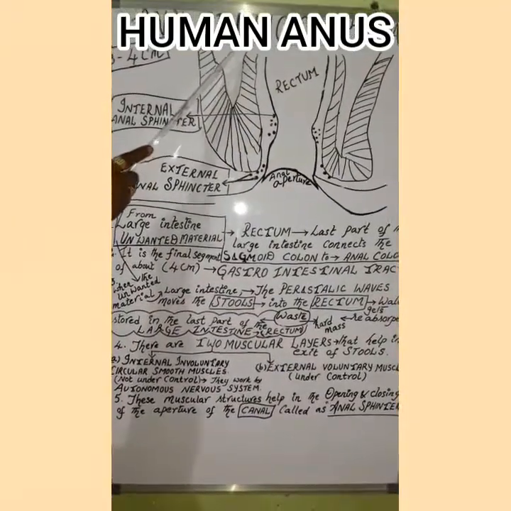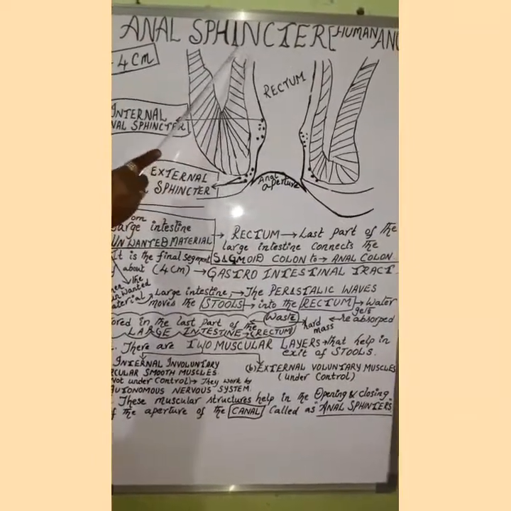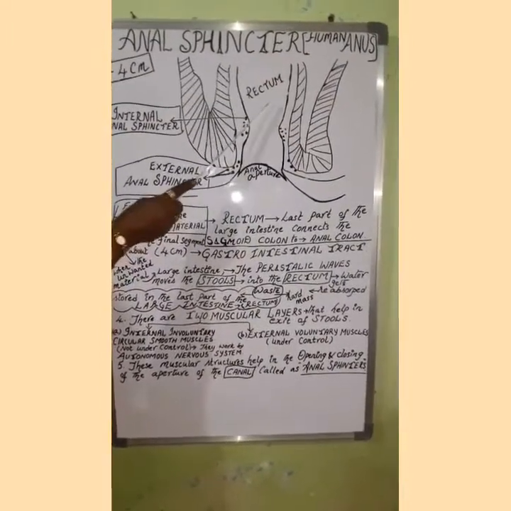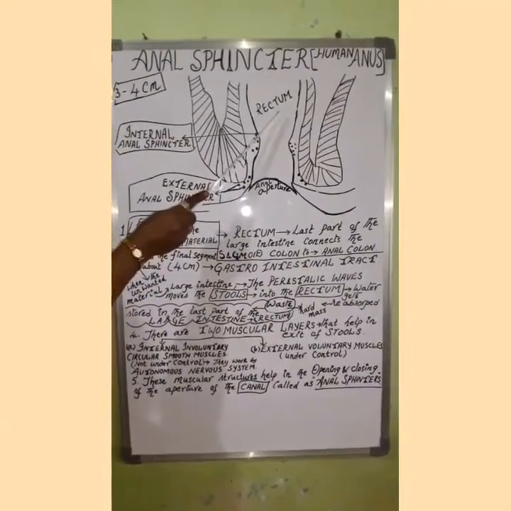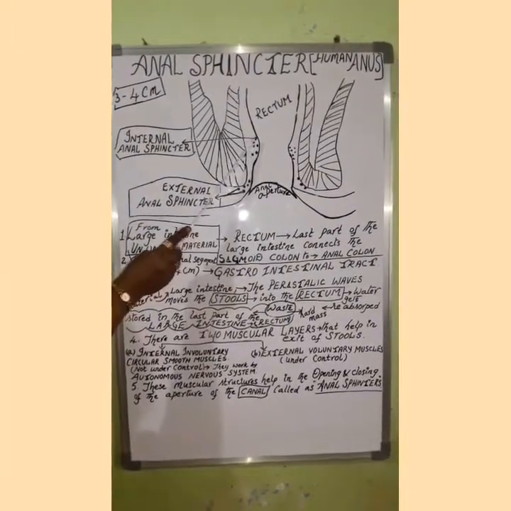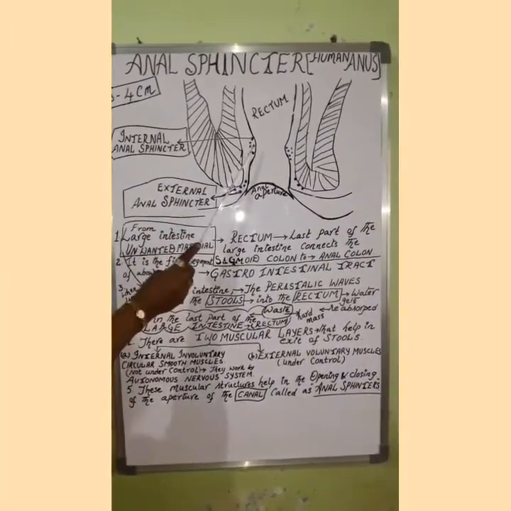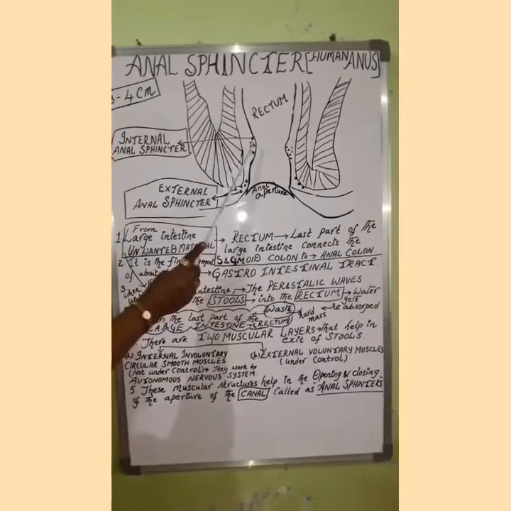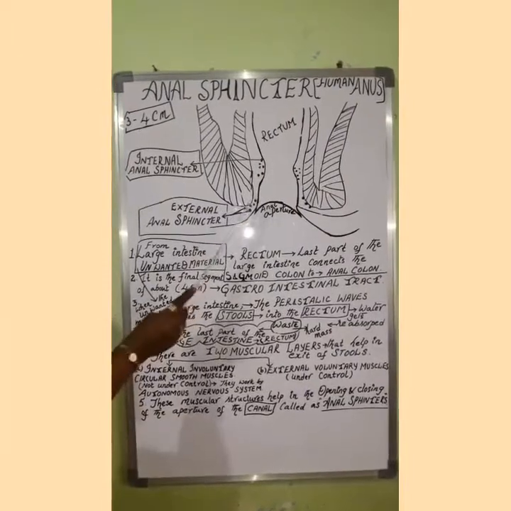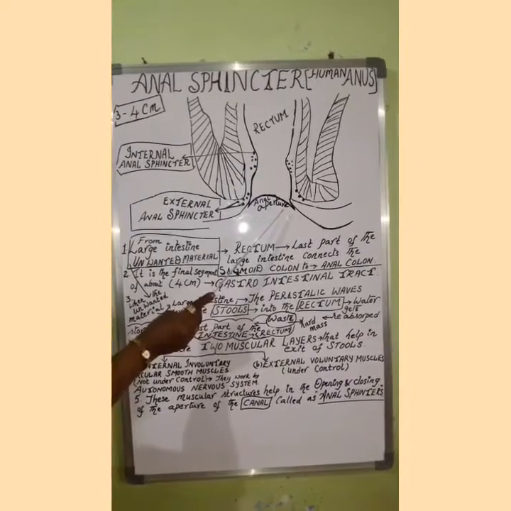Now let us look at the diagram of the human anus and study it. The parts of the human anus are: this region is called the rectum, this one here is the internal anal sphincter, then the external anal sphincter, and the anal aperture.